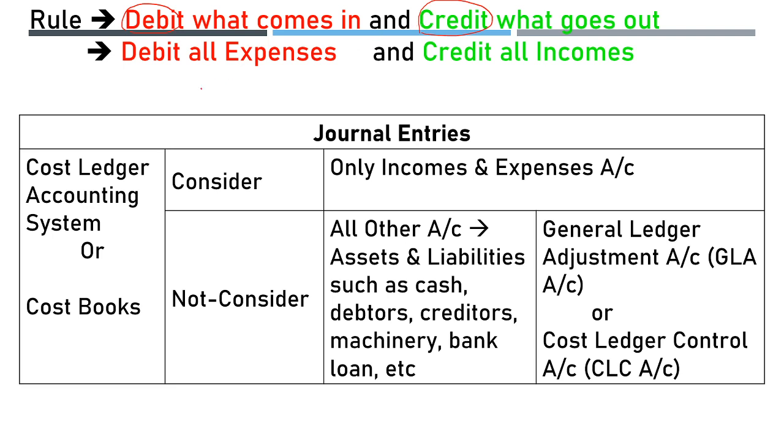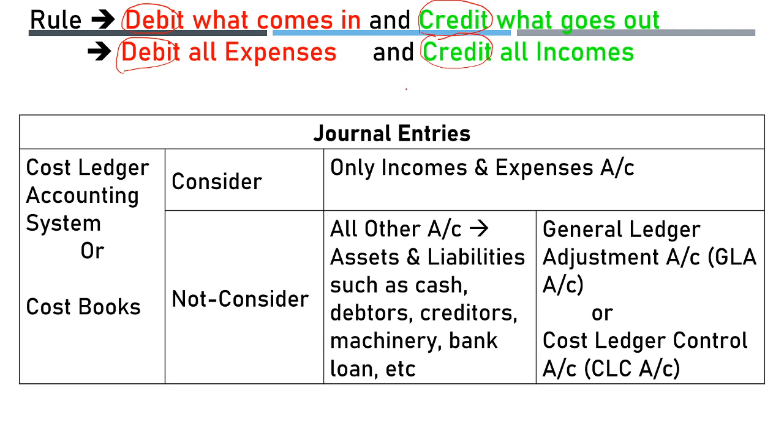The second rule is debit all the expenses. Here, when the company pays wages or other expenses, then all expenses are debited, and in case of sales, which is income, that is credited. So debit all expenses and credit all incomes.